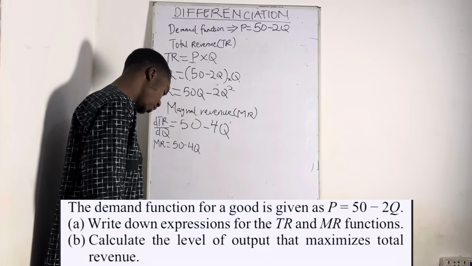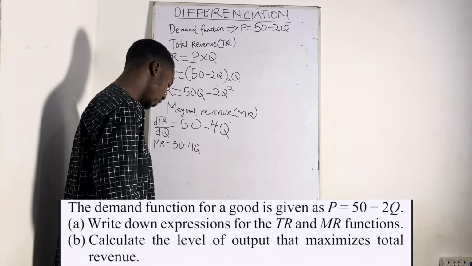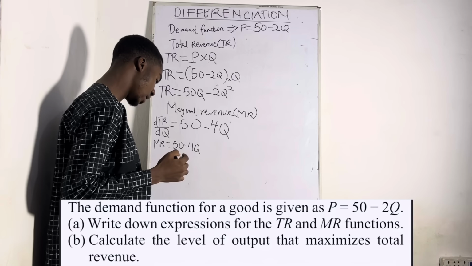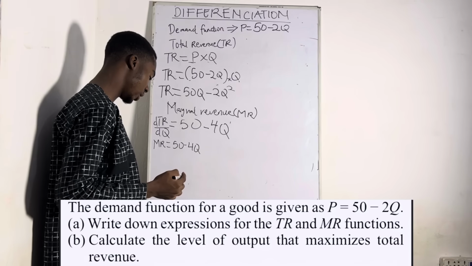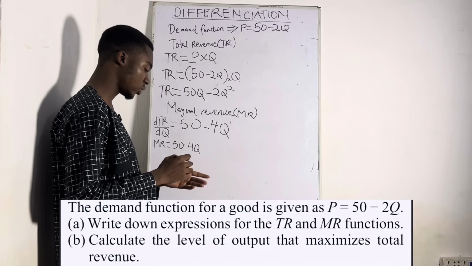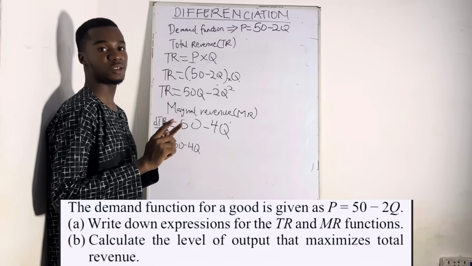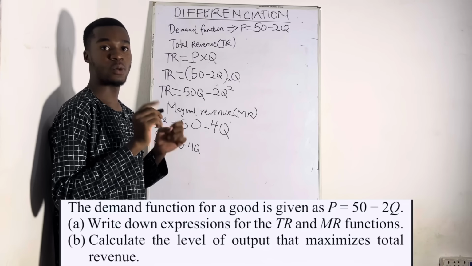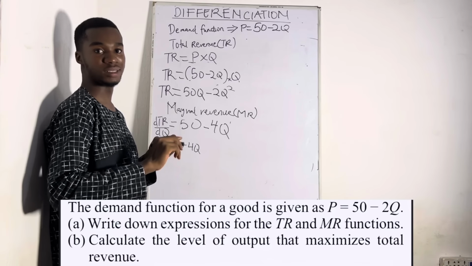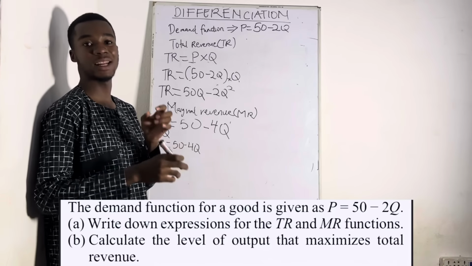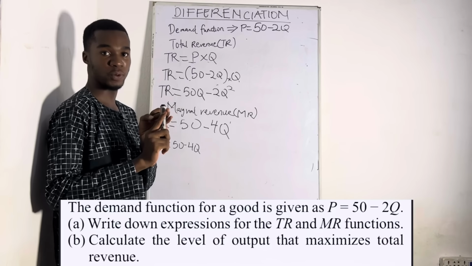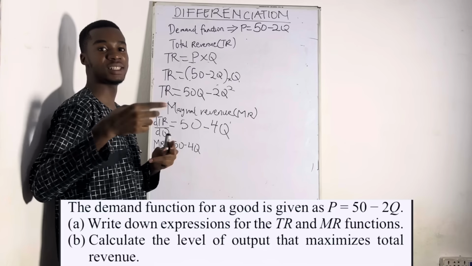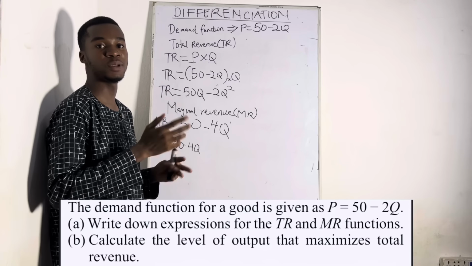Now let's move on to the B. The B says to calculate the level of output that maximizes total revenue. Now when you're given a question like this and you're asked to maximize, the first thing you have to do is that whatever they're asking you to maximize, you differentiate it once. Now when you differentiate it once, what you're getting is either the minimum point or the maximum point. Now after you found the minimum point or the maximum point, you have to differentiate it again to see whether it is minimum or maximum.